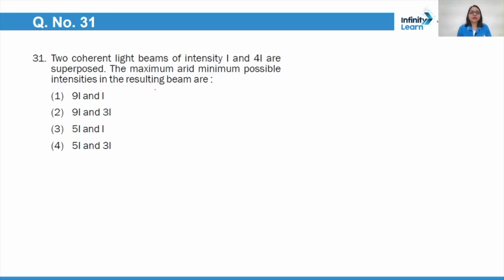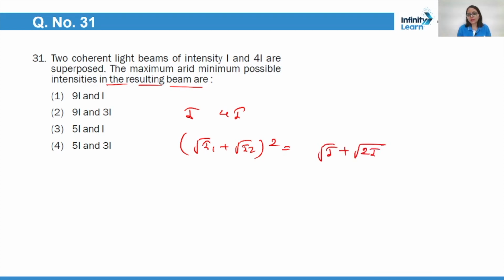Question number 31. We have two coherent light beams of intensity I and 4I. The maximum and minimum possible intensities of the resulting beams are, so it is (under root of I1 plus under root of I2) whole square. So this will be (under root of I plus under root of 4I) whole square. This is maximum. So this is (3 under root I) whole square, which is 9I.